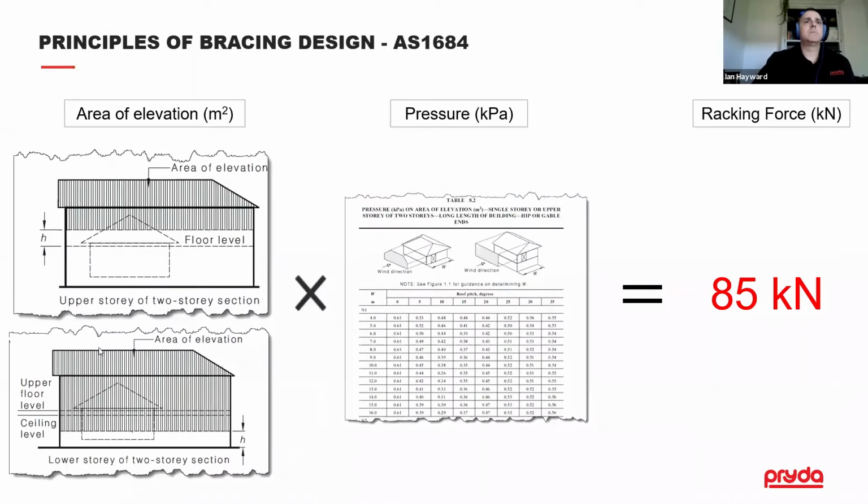Okay, so some of the principles of bracing design. Essentially what you do is calculate the area of elevation of the building that it projects to the wind. For single and double story, you can see in the shaded section, that's the area of elevation that the building projects to the wind. Then you multiply it by these pressure values that are calculated in 1684. These are basically just pressure values for each type of wind speed location and for the roof pitch and the building dimensions. So you multiply those two together, you get the total racking force for the building, and that has to be resisted by the bracing components that form part of the structure.